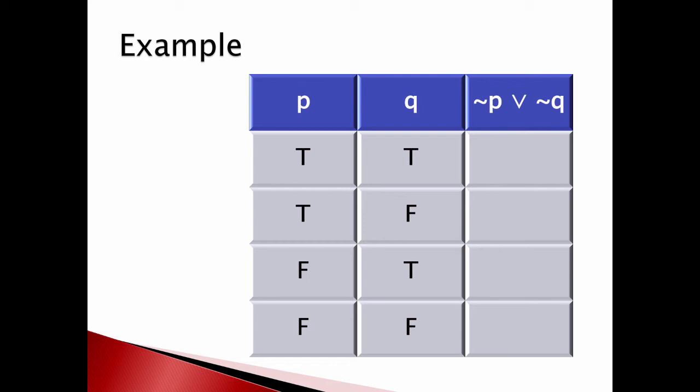So not P would be, if we're looking at the first row, where P and Q are both true, then not P and not Q would both be false. So false or false would of course be false. Okay, what about the next one? If P is true and Q is false, right, then not P and not Q would be switched. So it'd be false or true.